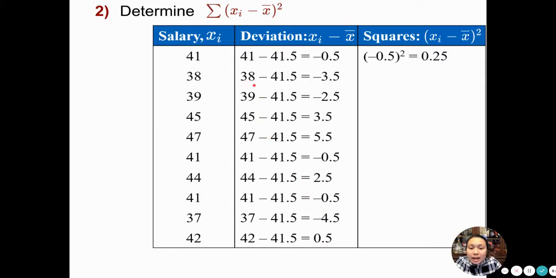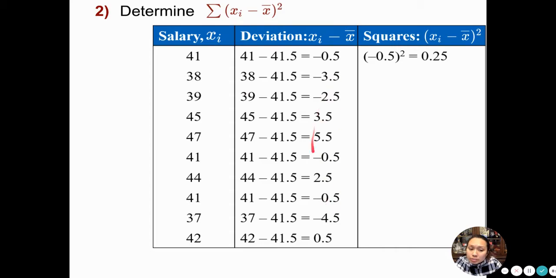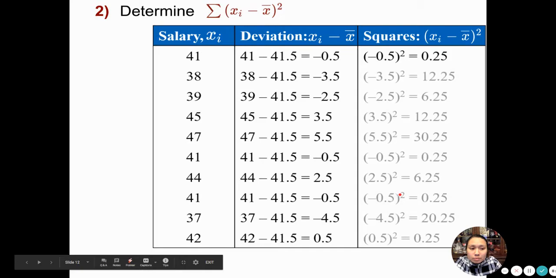We take every single data entry, as you can see on the left side, and we subtract the average, or the mean, from each of those entries. That gives us a deviation. Then we take all of these deviations and we square them, like so.